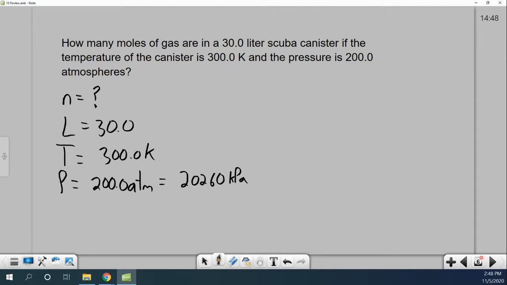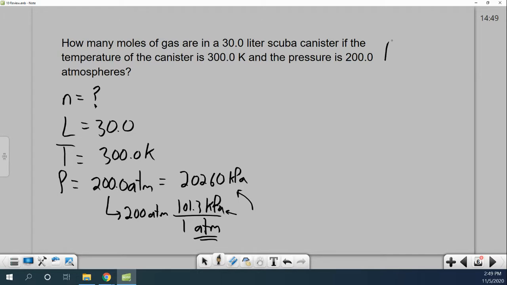Holy smokes. So just to show where that came from, 200 atmospheres, and I know that 1 atmosphere is 101.3 kPa. Changing out of atmospheres, I put it on the bottom. Changing into kPa, so I put it on the top. That's where that value came from. All right, let's plug it in.